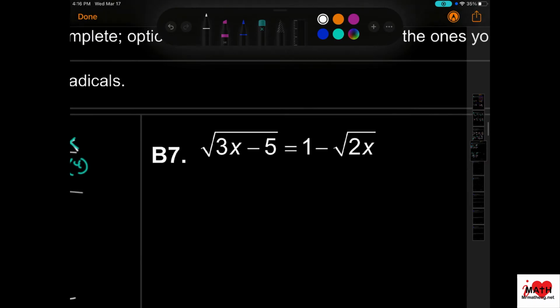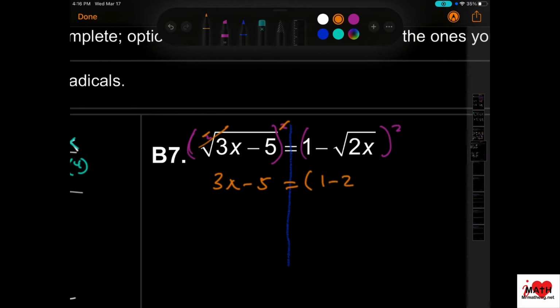All right, B7, I have them somewhat isolated. But what I'm going to do is square both sides. The left side is isolated. Remember the index here is 2, and I'm going to do the same thing over here with 2. This one cancels, cancels, cancels. You're left with 3x minus 5. Now, on the right side, remember the power of 2 means there are 2 of them.